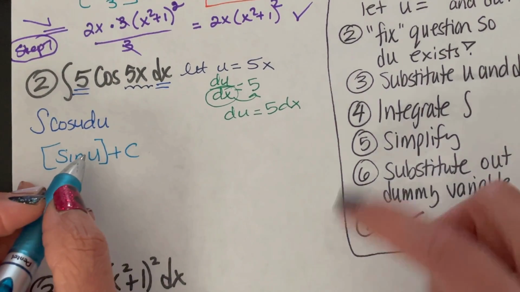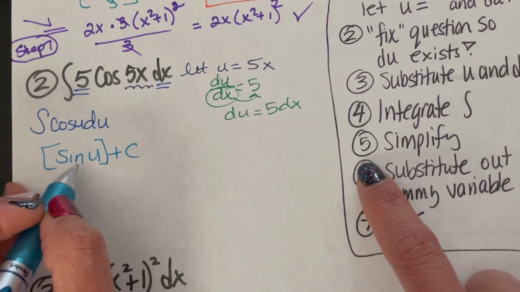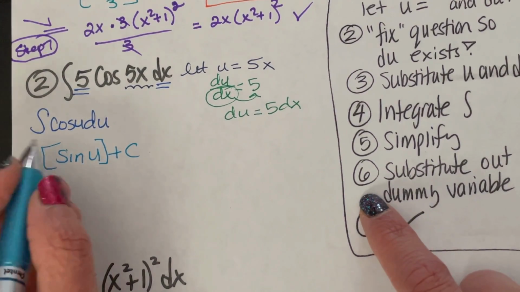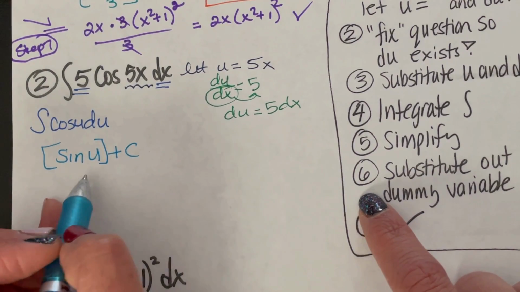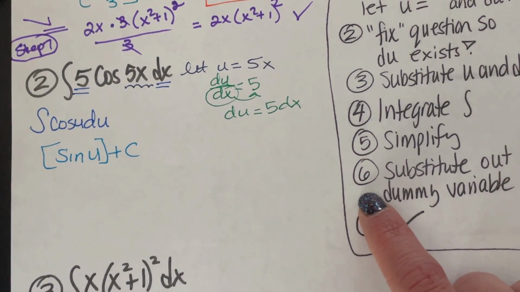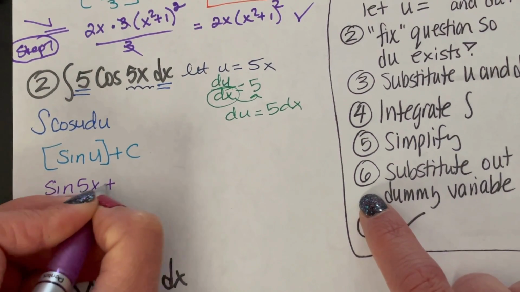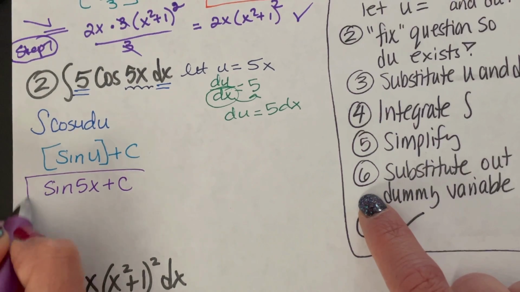So now we integrated, that was step 4. There's nothing to simplify, that's step 5. Substitute out our dummy variable. So we've got to put the 5x back in. So we'll get sine of 5x plus c. So that is the answer.